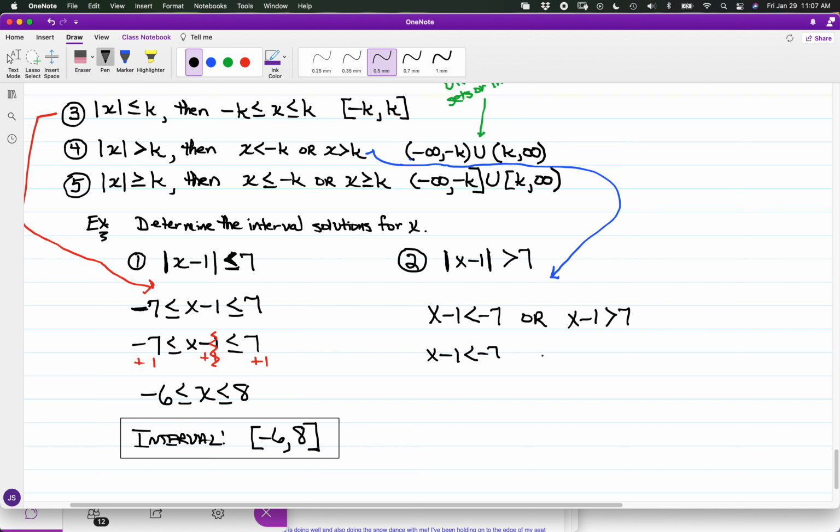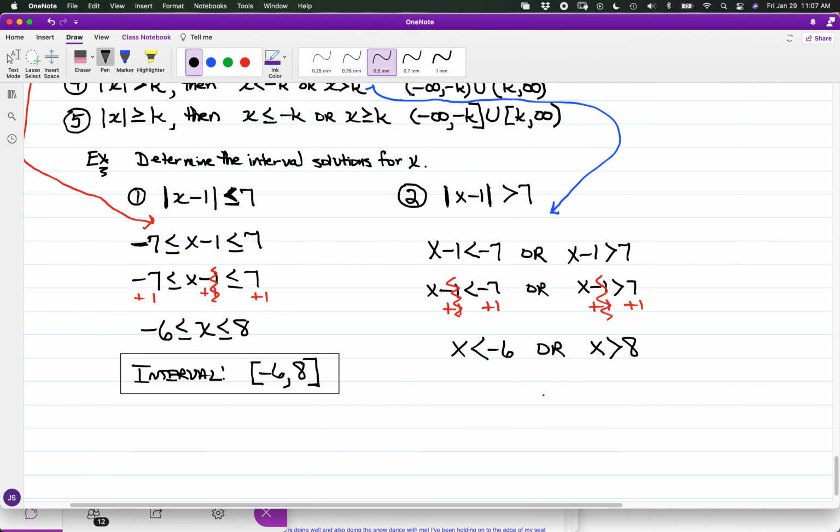And in the case of isolating x for both of these inequalities, if I add 1, I have that x is less than negative 6, or that x is greater than 8. So this is our inequality solution combination.